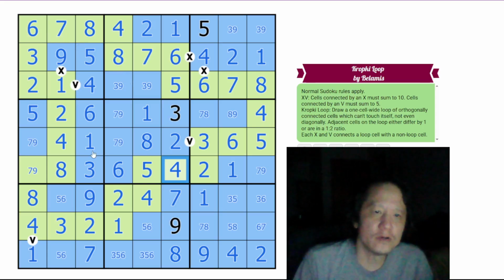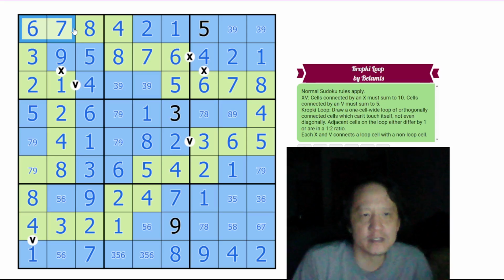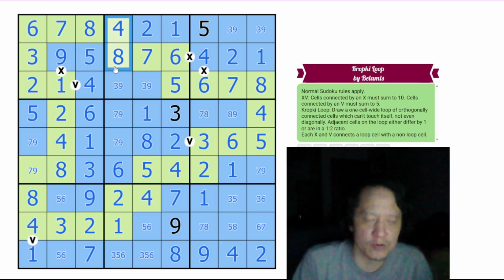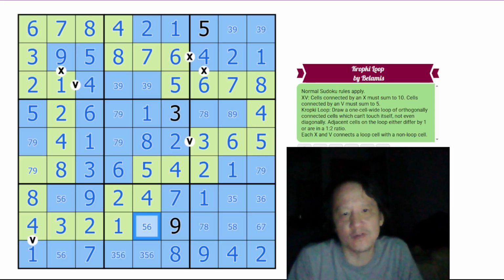Right, so let's just check. 1 is in a ratio with 2 or consecutive with 2. 2 is consecutive with 3. 3 is in a 1 to 2 ratio with 6. 6 is consecutive with 7. 7 is consecutive with 8. 8 is 1 to 2 ratio with 4, which is 1 to 2 ratio with 8. 8 is consecutive with 7. 7 is consecutive with 6. 6 is consecutive with 5. 5 is consecutive with 6. Oh, this 5 eliminates 5 here, so that's 6.